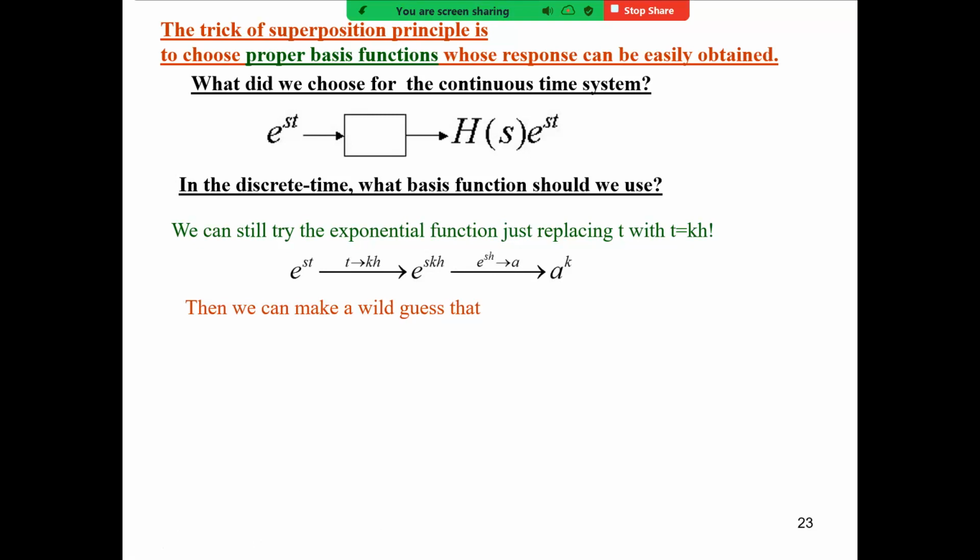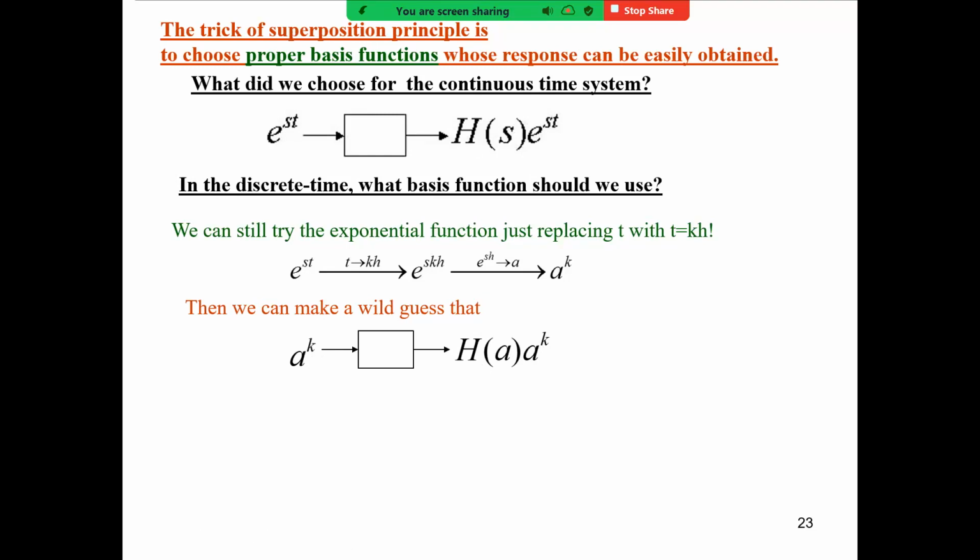Then we can make a wild guess what the output will be. For continuous time, the input is the exponential signal, and the output will be the same exponential signal multiplied by something. We can make the same guess here. If the input is a to the k, the output will also be a to the k, but multiplied by another factor, which we call a function of a, h of a. But this is just a guess.